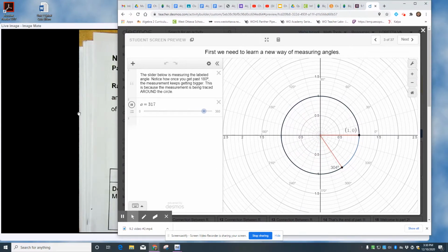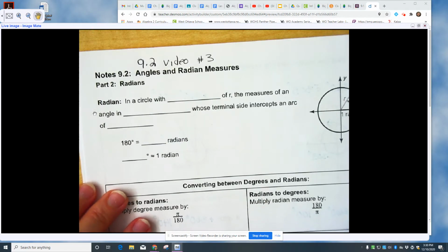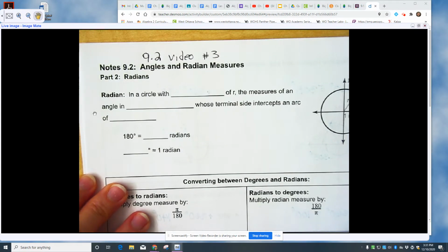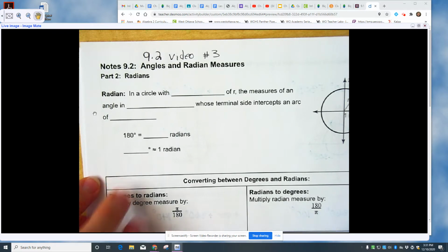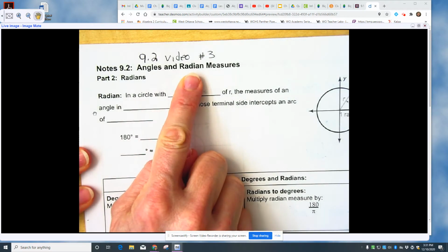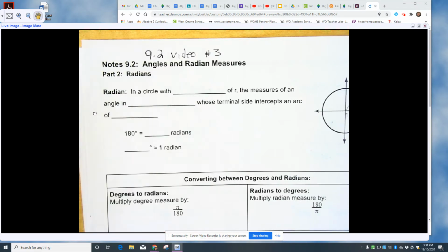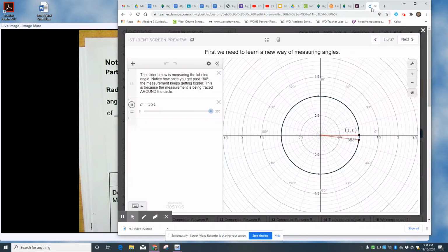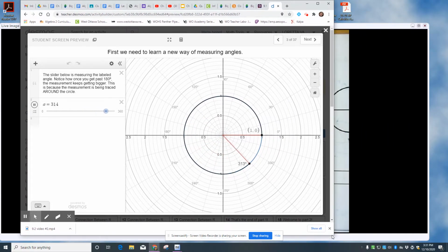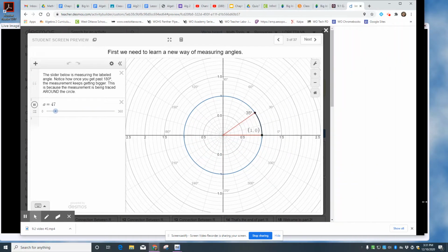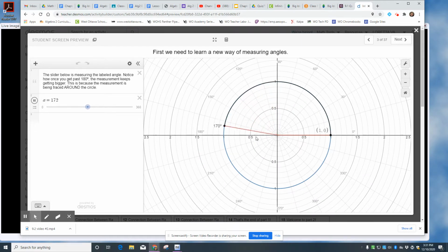This video is, let me change my screen here, the third video for section 9.2. In this video, we are going to introduce another way to measure angles that is called radians. The diagram that I just had up is from Desmos. Let me make this a little bigger. This red angle that's going around here is just showing how we measure angles.